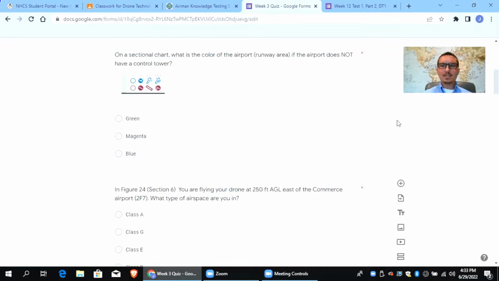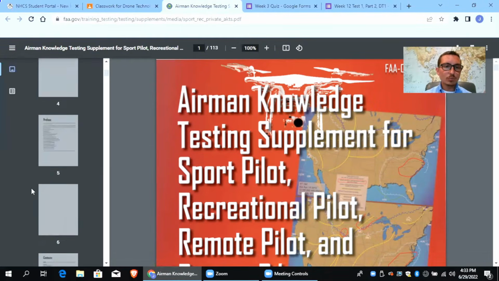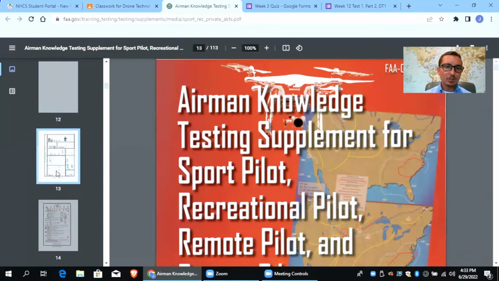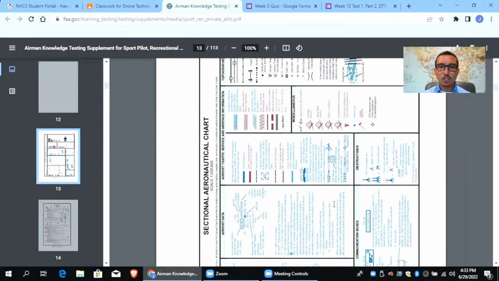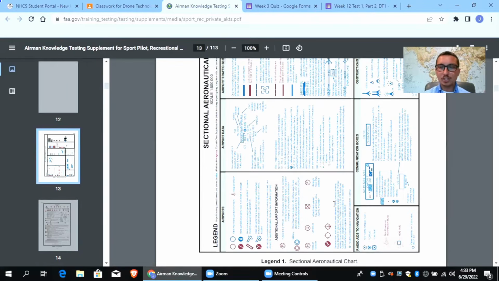This is actually a test I made. Some of the tests I got from other sources, but this is one I made. On a sectional chart, what is the color of the airport runway area if the airport does not have a control tower? You're going to actually see this on the Airman chart supplement. This is the Airman knowledge testing supplement. Near the beginning, this is what they'll give you when you go to take the test. You'll have this legend. Use this. They'll have questions similar to this on the test where you can come over here to the legend and get your answer. And right here, it tells you your answer.